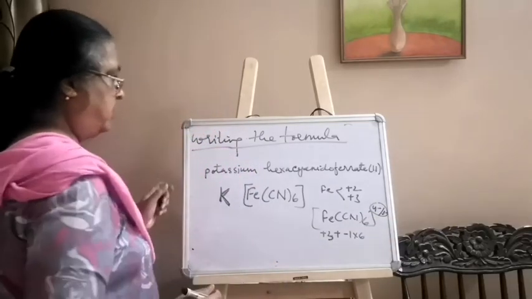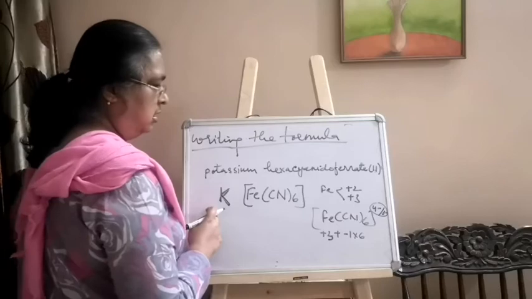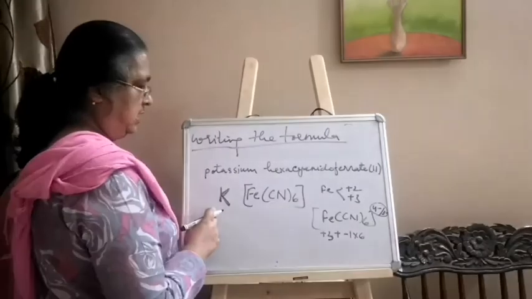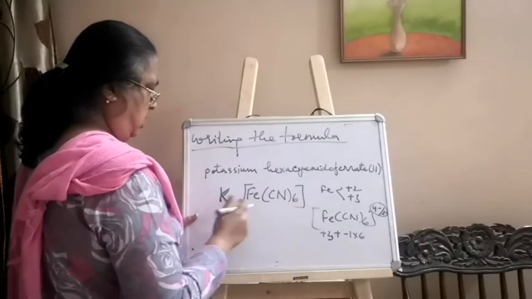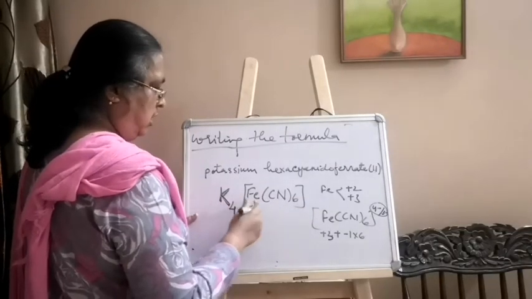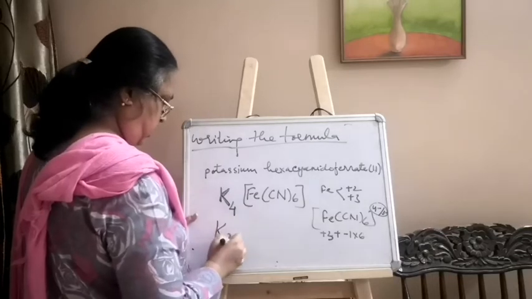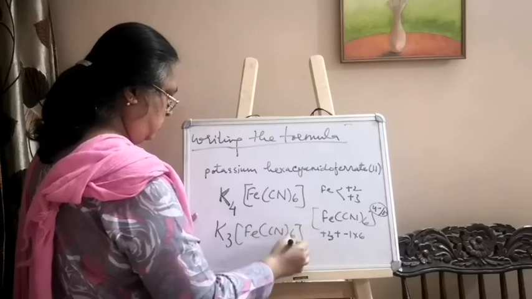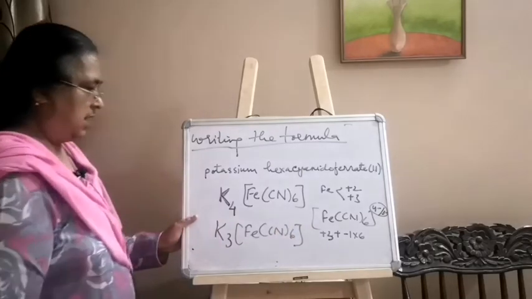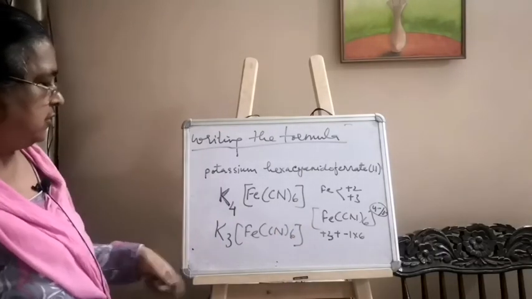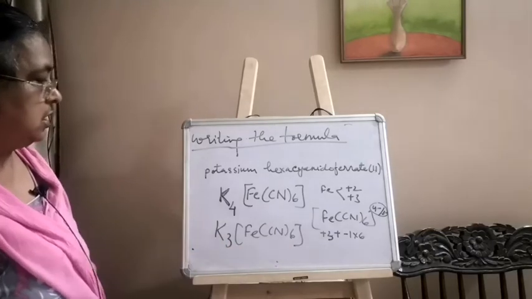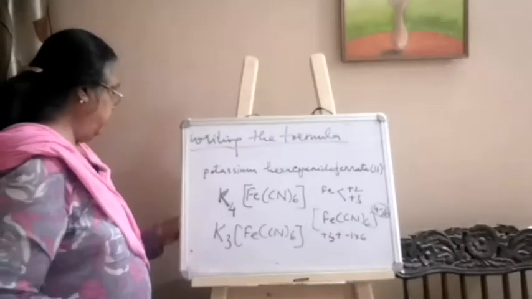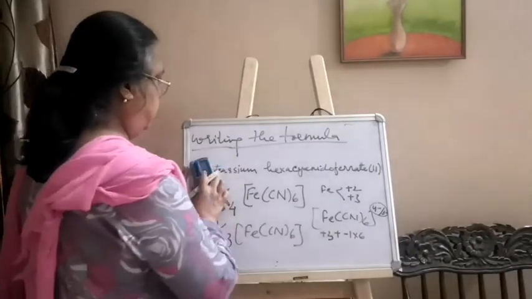Okay, and potassium valency is what? Potassium valency is 1, so this is 1. So here it could be K4[Fe(CN)6] or it could be K3[Fe(CN)6]. Both are correct: potassium ferrocyanide and potassium ferricyanide, K4 and K3. So that is the way you have to name it.